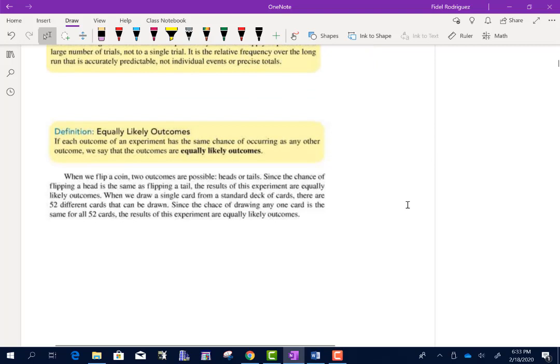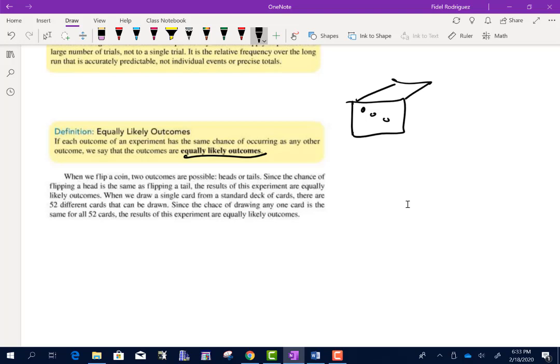Equally likely outcomes. If each outcome of an experiment has the same chance of occurring as any other outcome, we say they are equally likely, okay? So equally likely outcomes, guys, like we did earlier, if we're going to roll a die, remember, you can either land on a 1, 2, 3, 4, 5, or 6. These are all equally likely, right? So since the chance of flipping a head is the same as flipping a tail, equally likely outcomes.